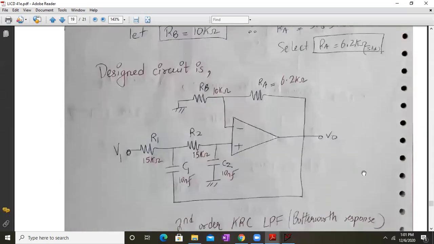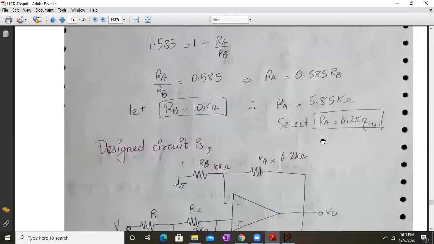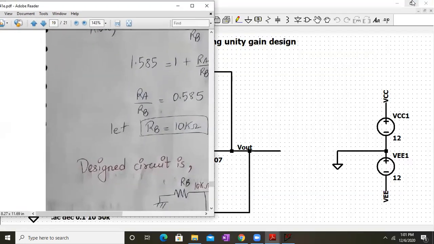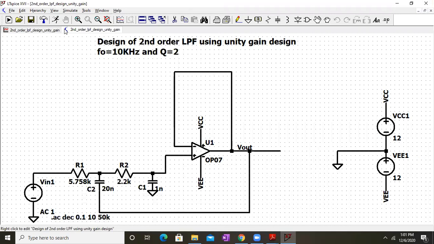So in this way, we designed the filter, that is a second order KRC low pass Butterworth response filter. Here RA, RB values are different. RA is 6.2 kilo ohms, RB is 10 kilo ohms. R1 and R2 are 15 kilo ohm standard values, and C1 and C2 are 10 nanofarad. So let's check this design in LT Spice, and that will complete today's lecture then.